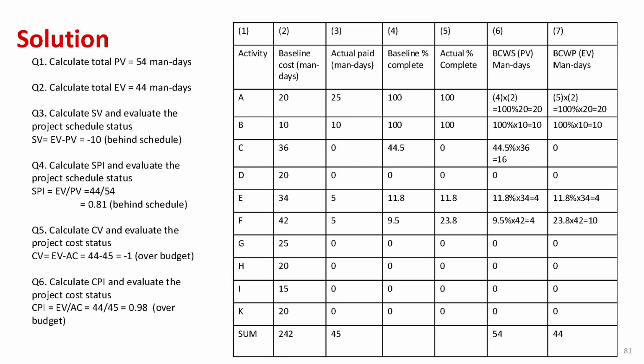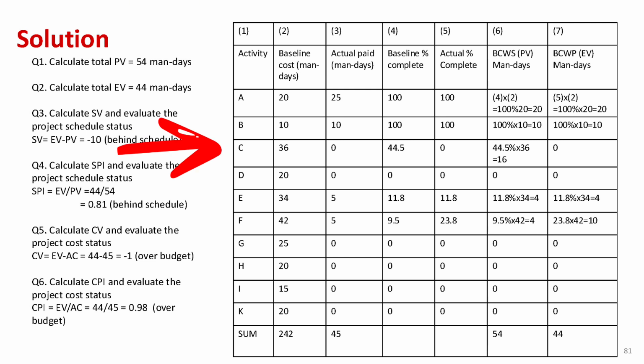Next, let's calculate the earned value, EV. This is the total budget for each activity, column 2, multiplied by the actual percentage complete, column 5. For activity A, EV is 100% times 20, which gives us 20 man days. For activity B, EV is 100% times 10, which gives us 10 man days.